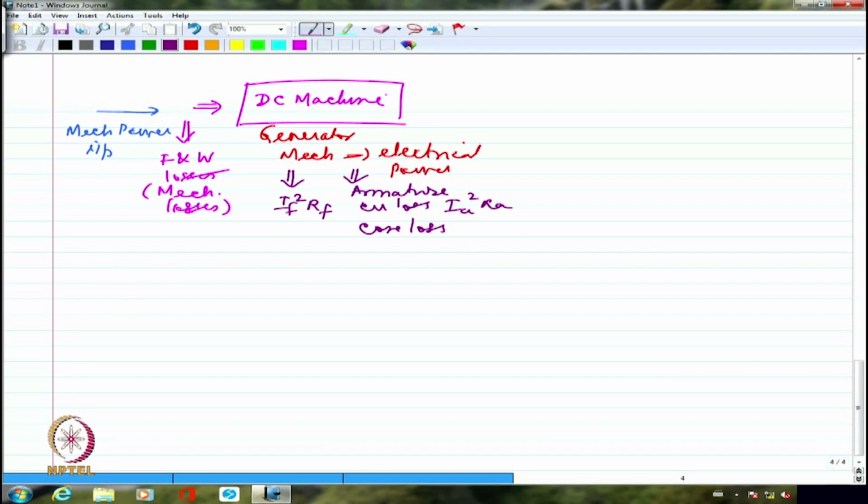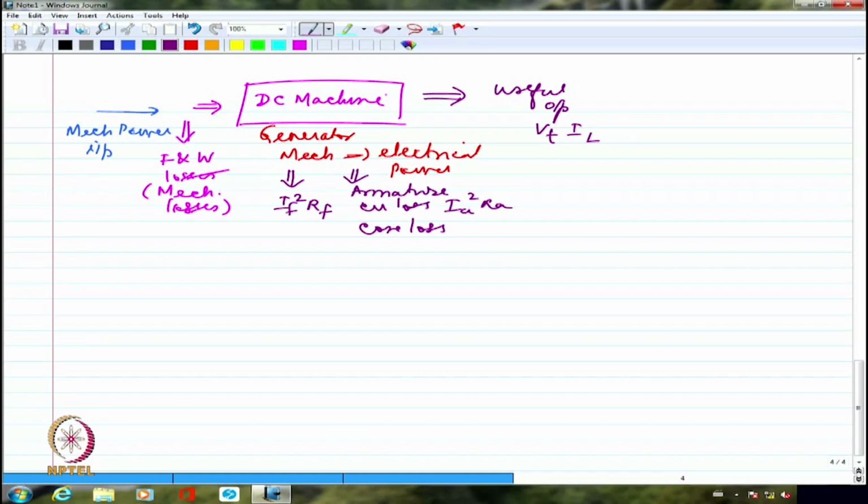Now what is available after this is going to come out as the useful output, which will be VT multiplied by IL. This is the useful output that is available in the form of the load current multiplied by the terminal voltage. That is the useful output power. So this is essentially my generator power flow, how exactly the power flow takes place in the generator.